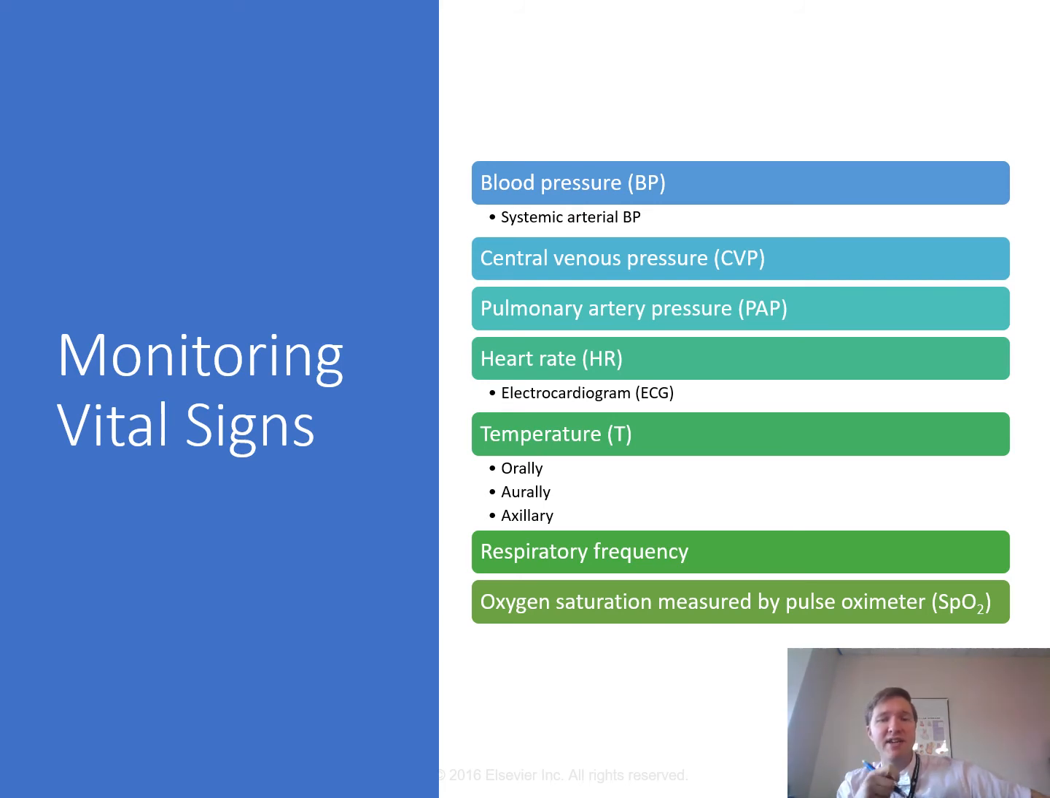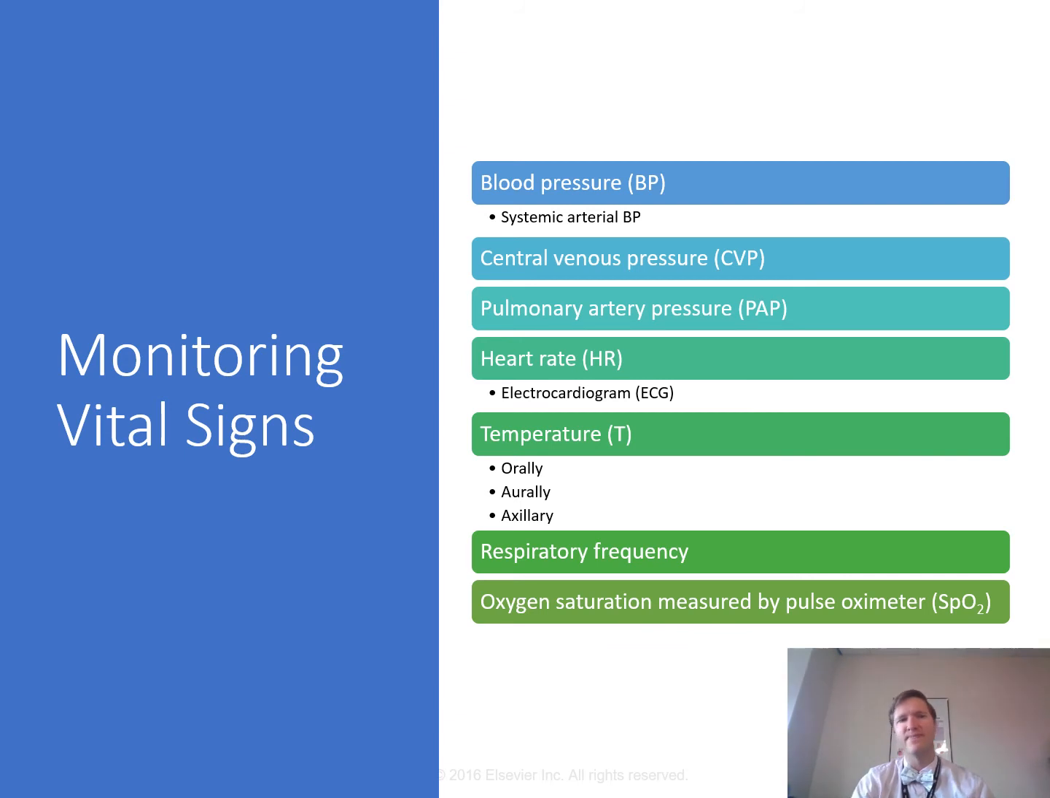So because CVP is elevated with positive pressure breathing, it's measured at end expiration, right, when the pressure in the thoracic cage is at its lowest volume. So CVP should be evaluated at end exhalation, right, when intrapleural pressure returns to normal or is at its lowest value during the respiratory cycle.